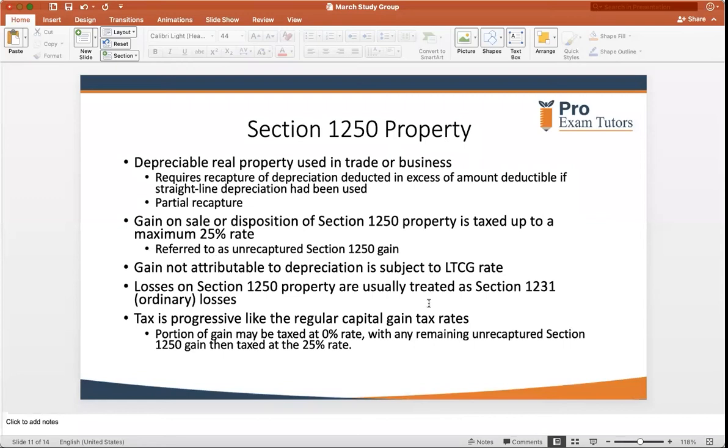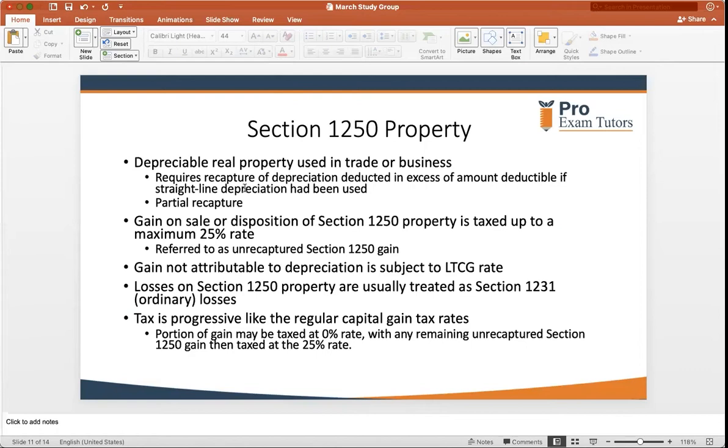Now, 1250. I talked about, there's a couple of things that I'll point out in here. 1250 property. Remember, this is the actual real estate, like the rental property. Let's just use rental property as an example. Okay.